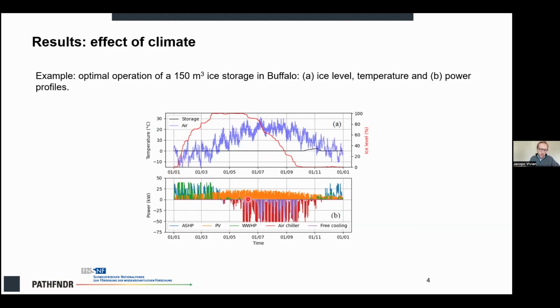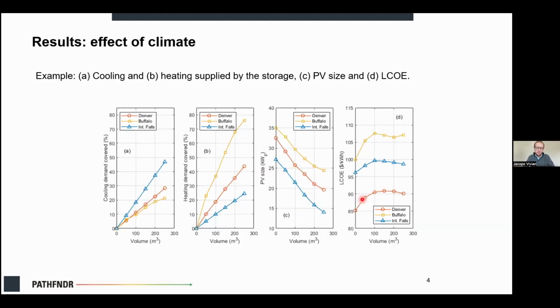And also we have the effect of PV system, which means that the cooling that we save during summer could be actually for free because we have local renewable production. So the benefit of the ice storage can be compensated by a higher PV system. And in fact, this is what happens if you compare the results for the 3 locations.